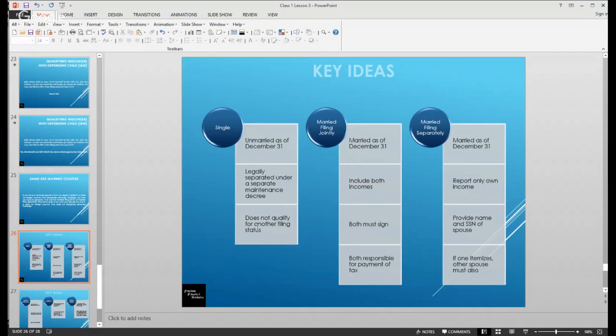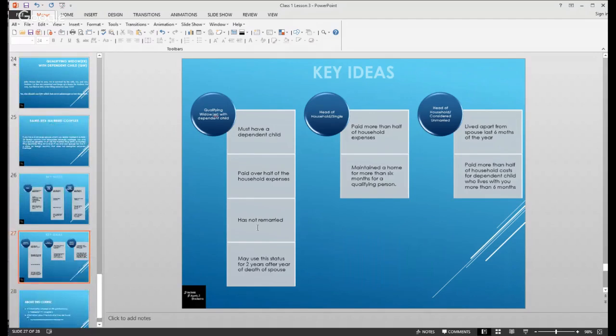And the one other piece is if one of the spouses itemizes, the other spouse must itemize even if they don't have any specific things to itemize. And we'll cover that more in the chapter on standard deductions and itemizing. Qualifying widower with dependent child. You must have a dependent child. That's a key thing for the qualifying widower. You need to have paid over half the expenses of the house, and you've not remarried, and you may use the status for 2 years after the death of the spouse.